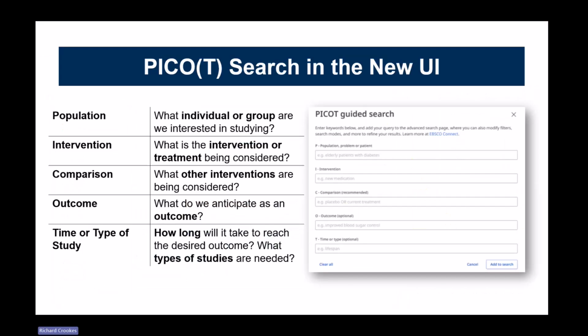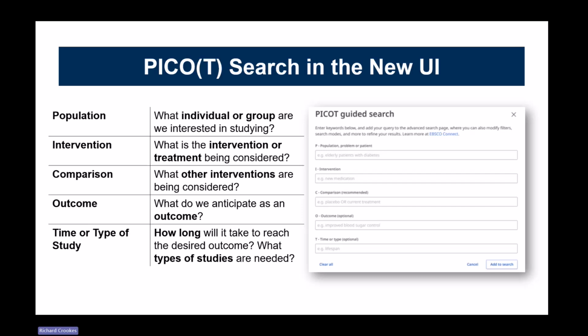And then we also have the Pico search app as well. So that's been enhanced from the previous Pico app that was available for Discovery and also EBSCOhost. This now includes the T element, so the time or type of study. So how long will it take to reach the desired outcome? What types of studies are needed? And there are the other 4 elements, of course. Population could be patient, could be problem. Intervention could be exposure as well, by the way.